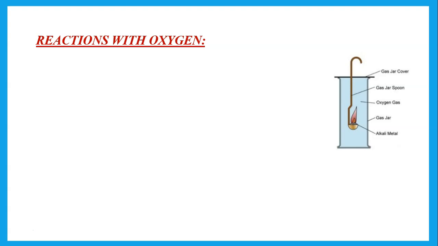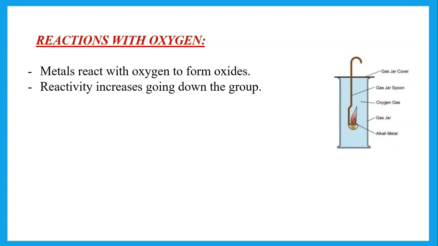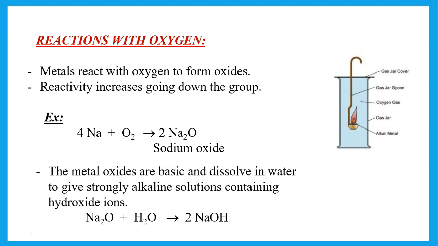Reactions with oxygen, all metals react with oxygen, and when they react with oxygen, they form oxides. And of course, as we go down, more reactive metals react more vigorously with oxygen. And the oxide that is formed is the oxide of a metal, and we know that oxides of metals are usually basic.